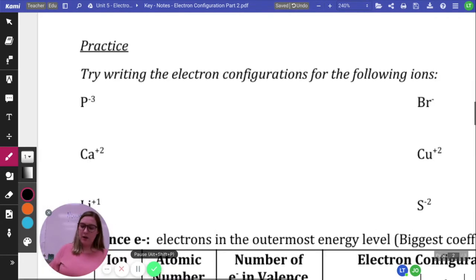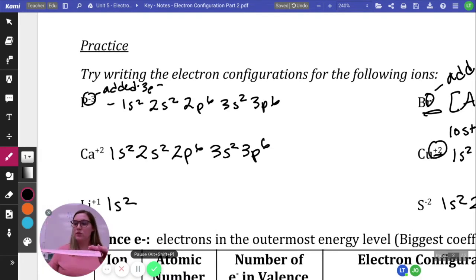Calcium here has a positive 2 charge. Calcium normally has 20 electrons. Because we have that positive 2 charge, we have lost 2 valence electrons. So we are not writing the configuration for something with 20 electrons; we are writing it for something with 18. So we are writing our configuration for argon. I ended up with 1s2, 2s2, 2p6, 3s2, 3p6 as my configuration there.